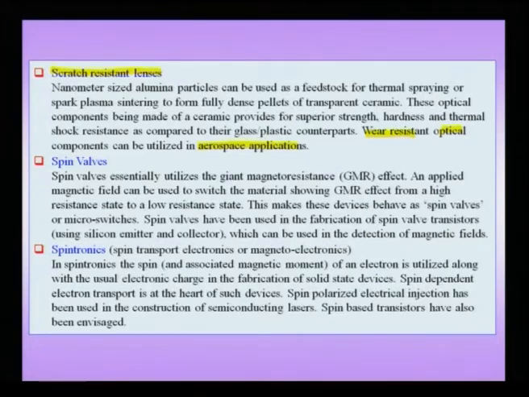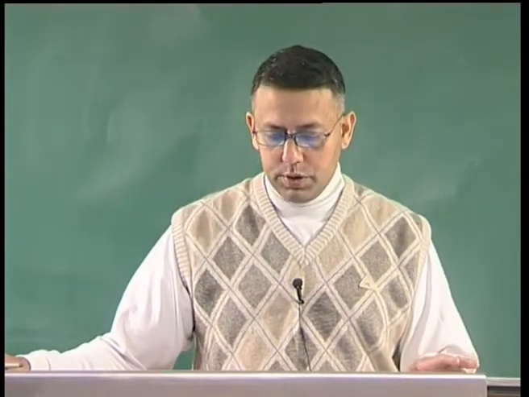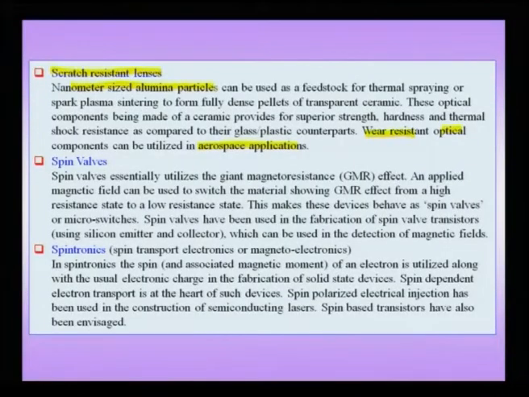They easily fracture, and therefore making a lens out of normal glass is not a very good idea when it comes to outer space applications. Now we can actually produce transparent alumina ceramic lenses, which are produced by spark plasma sintering of fully dense pellets, and these transparent ceramics can be used to make lenses which have superior strength, high hardness, and good thermal shock resistance.